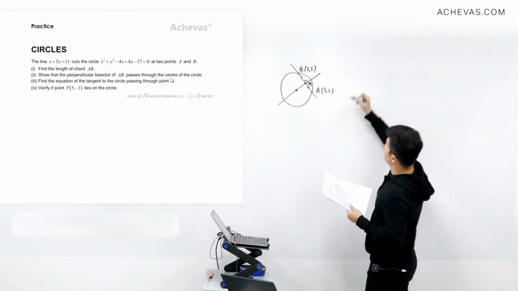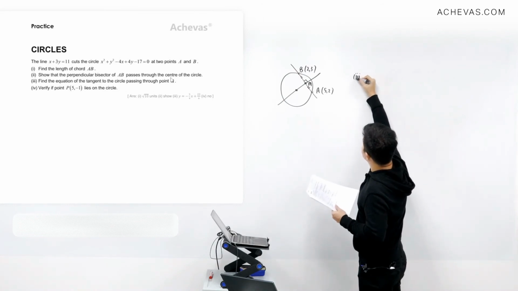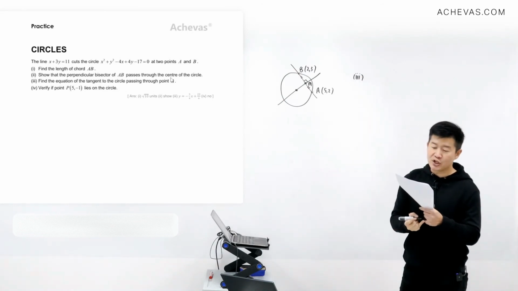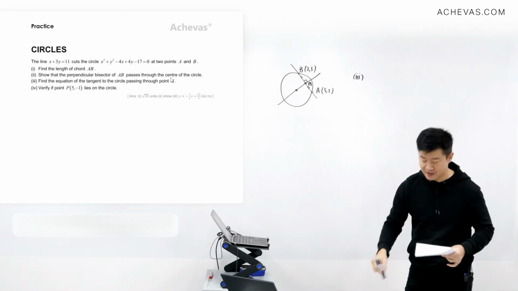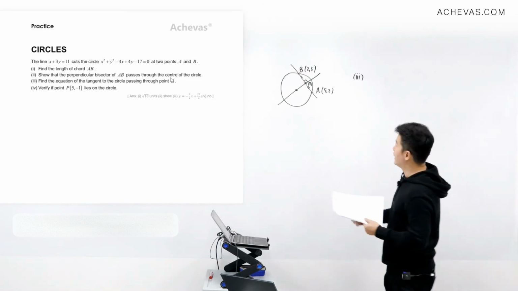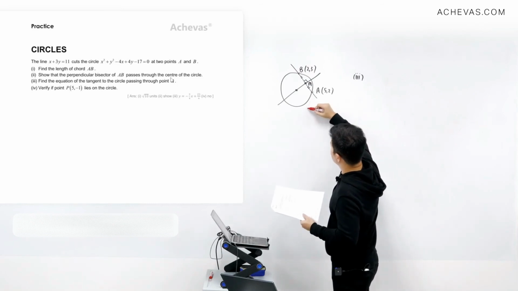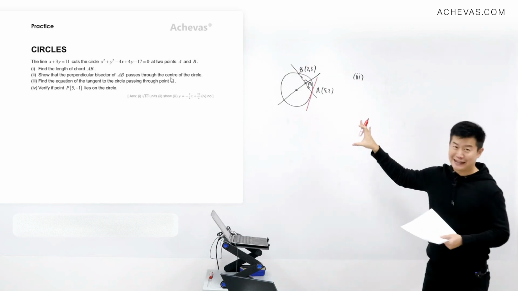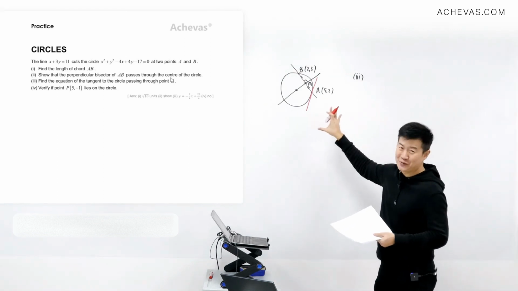In part 3, what we want to do is to find the equation of the tangent to the circle that is passing through the point A. So we are going to try to find the tangent. So let's say the tangent is here. I mean, it is a bad diagram, but this is really pretty bad.